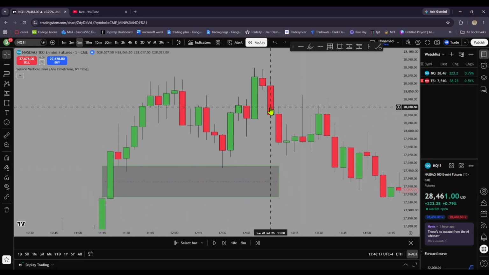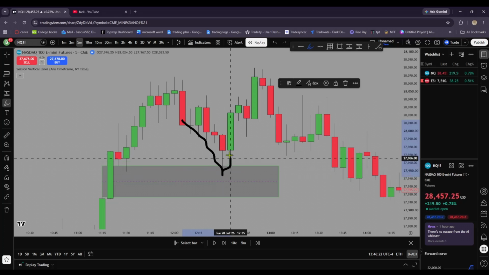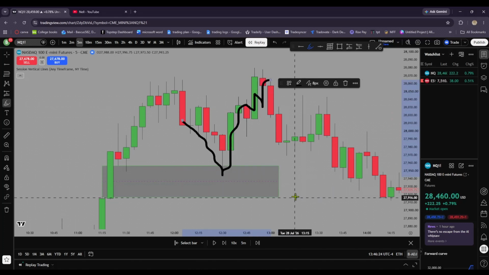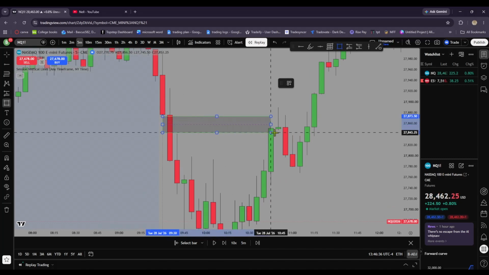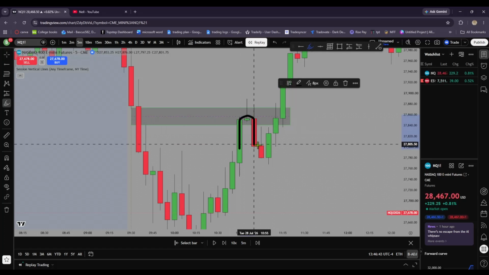Did we respect this or did we disrespect this? Yep, we respected it. We tapped into it and moved higher. All right, example 2 for you guys right here. We have a bearish fair value gap. Do we respect this fair value gap or do we disrespect it?